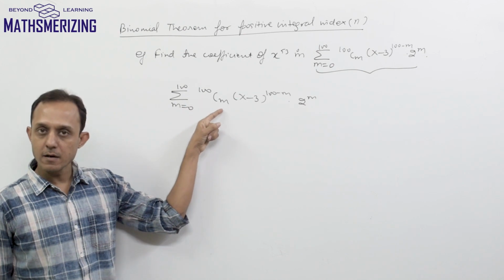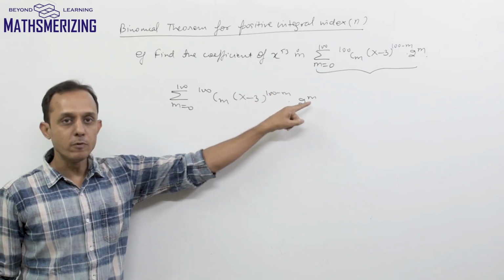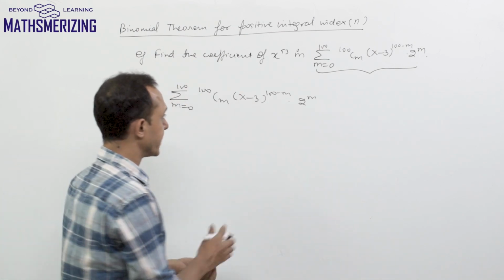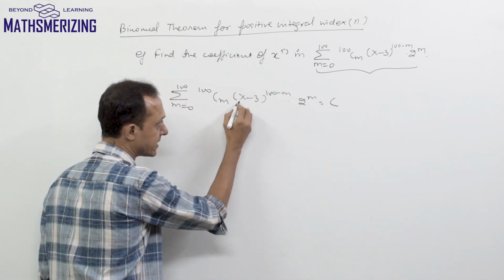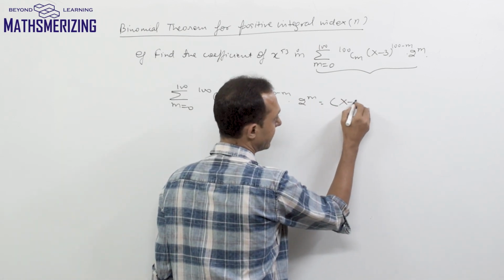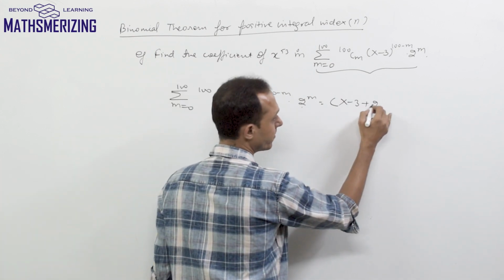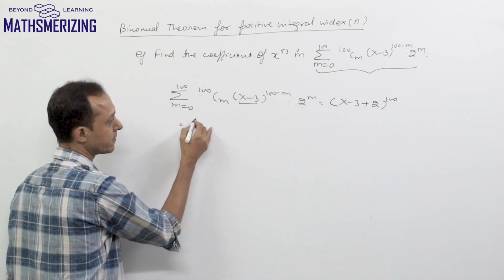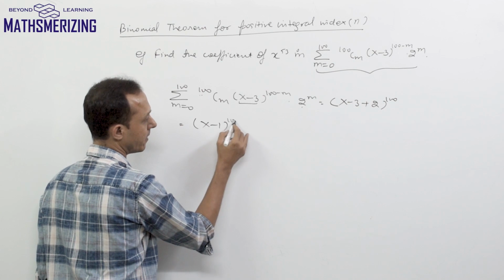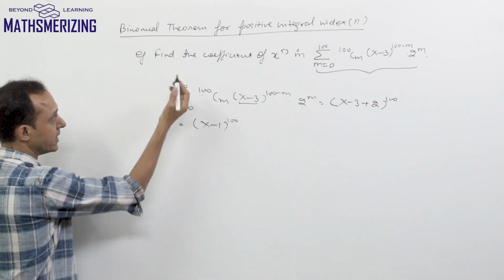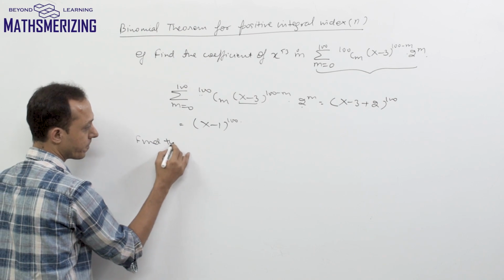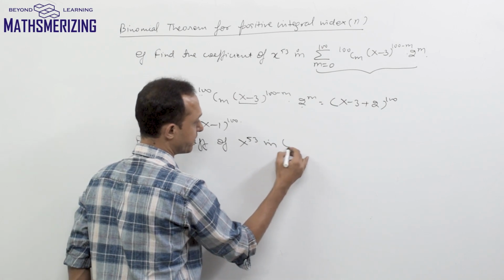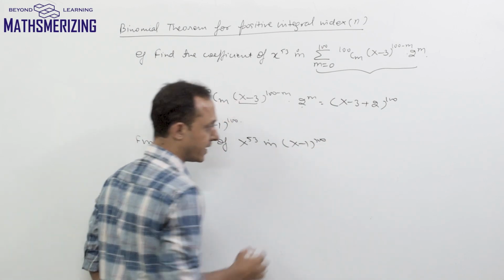Now this is nCr a to the power n minus r into b to the power r, where the value of r varies from 0 to n. So this is actually nothing but an expansion of (a plus b) to the power n. Now what's a in this case? A in this case is x minus 3. What is b? B is 2. And what is n? N is simply 100. So I can simplify this summation as (x minus 1) to the power 100. So simply this question is: find the coefficient of x to the power 53 in the expansion of (x minus 1) to the power 100.